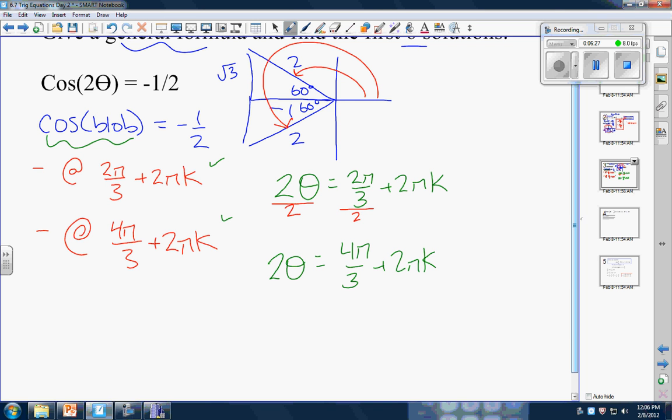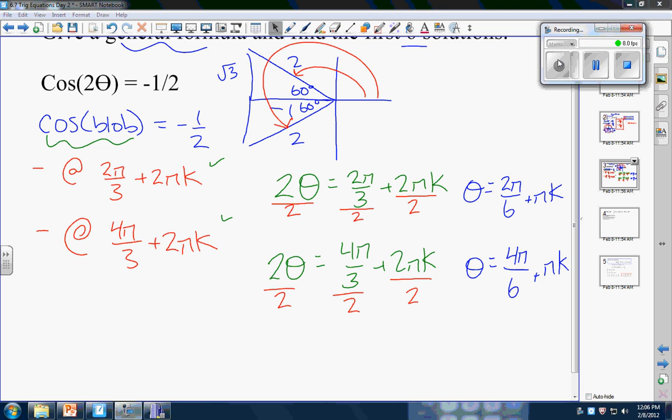Divide by 2, divide by 2, and make sure you divide this guy by 2 as well. Divide by 2, divide by 2, divide by 2, and see what happens. So now theta equals 2 pi over 6 plus pi k. Theta also equals 4 pi over 6 plus pi k. Here's the things we want to work with. Those are our general formulas. Now we need the first 6.